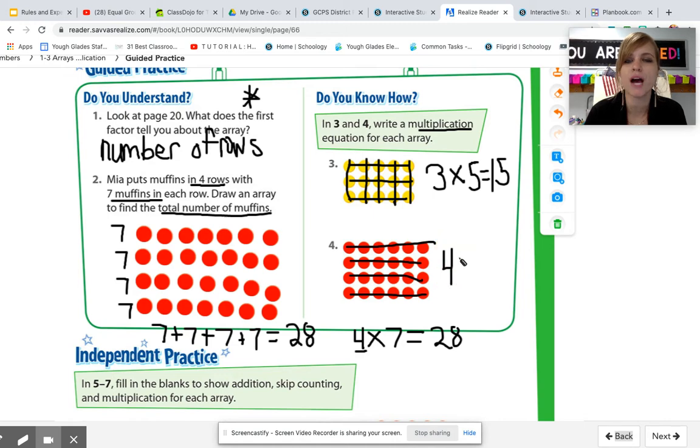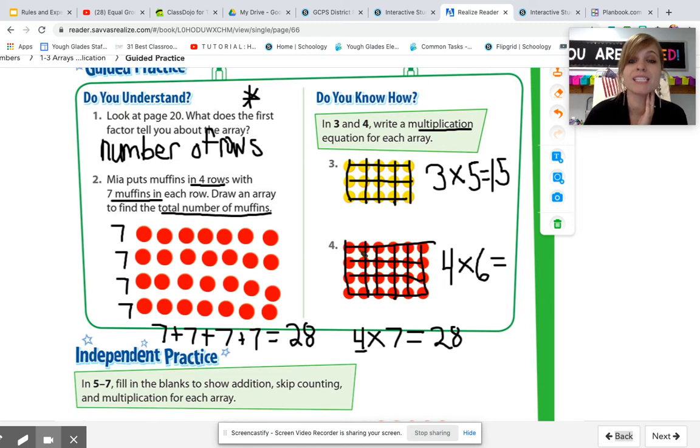4 rows of what? How many is in each row? Let's count the columns. 1, 2, 3, 4, 5, 6. 4 times 6 equals what? I could count by sixes to find out. I could use repeated addition to find out. I can use a combination of both.